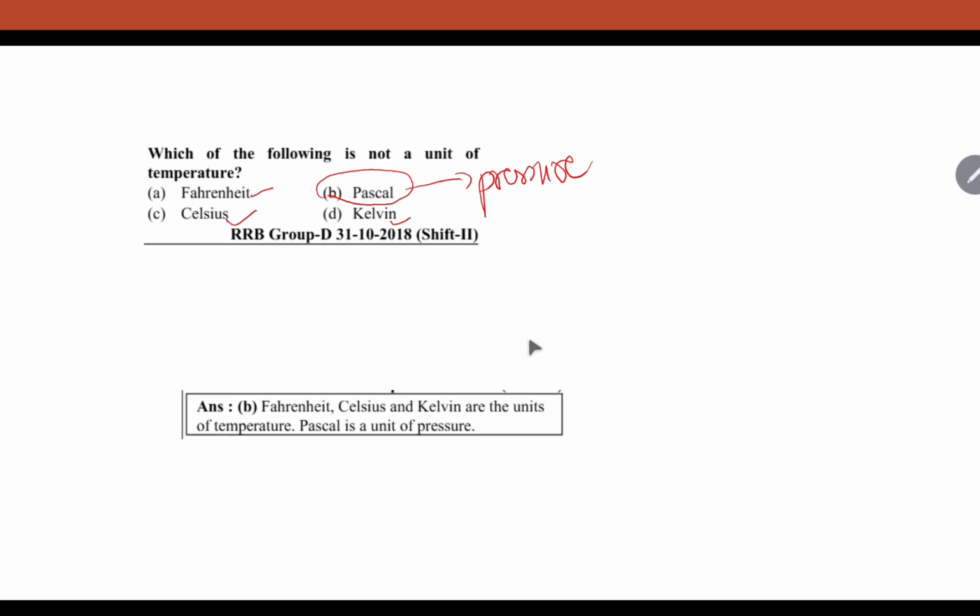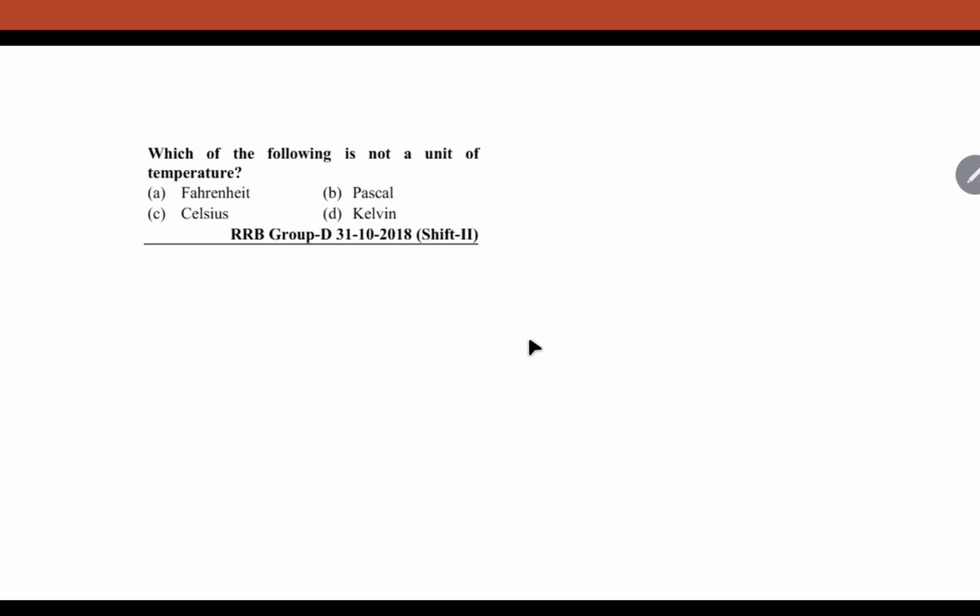So Fahrenheit, Celsius, and Kelvin are the units of temperature. Pascal is a unit of pressure. Which of the following is not a unit of temperature? So option B is a repeated one.